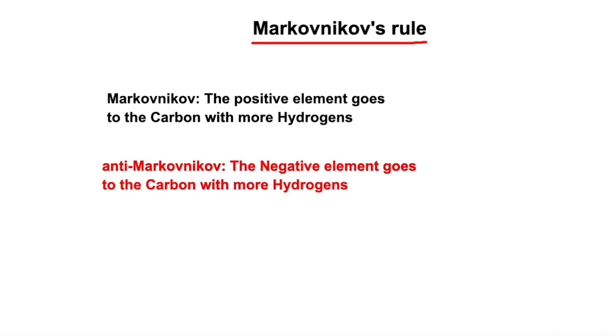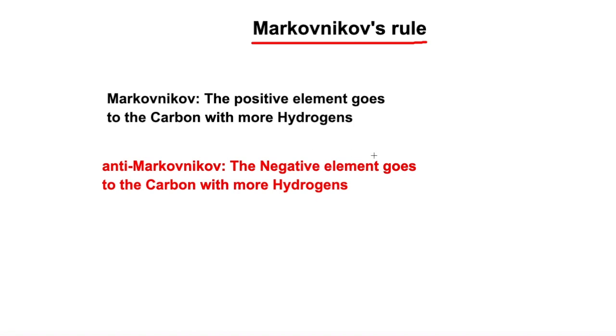For this video, we'll be talking about Markovnikov's rule. There are two rules. The first rule is the regular Markovnikov. That means the positive element goes to the carbon with more hydrogens, right? Then the second rule is the anti-Markovnikov.